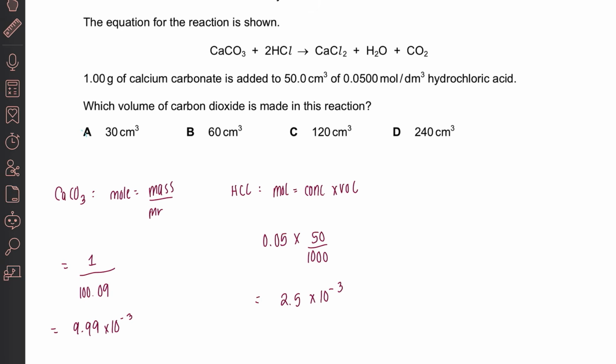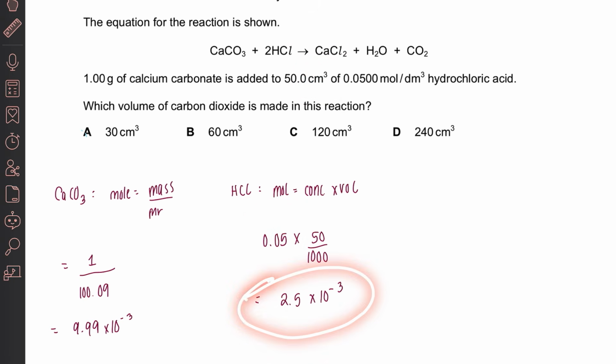Okay, so this is how we're going to find the moles. Moles for calcium carbonate is going to be mass divided by Mr. Mass is 1 gram divided by Mr from the periodic table. This is going to be 9.99 times 10 power negative 3. On the other side, we found the moles for hydrochloric acid. The formula is concentration into volume. Concentration is 0.05 multiplied by volume. Convert centimeter cube into decimeter cube.